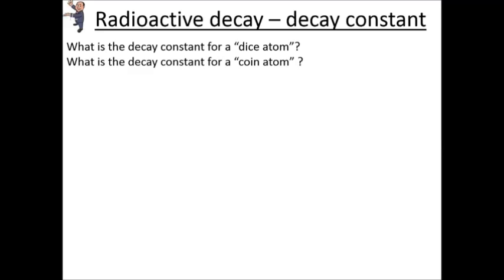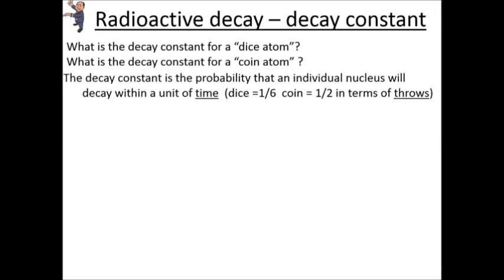It sounds a bit strange, but I'm hoping you'll be able to get that the dice atom, if we said 1 means decay, then the chances of throwing a 1 are 1 in 6. With a coin atom, if we said head means decay, then the chance of throwing a head is 1 in 2. So we'd have this idea that the decay constant is the chance that something is going to decay. That's exactly what it is. It's the probability that an individual nucleus will decay within a unit of time.